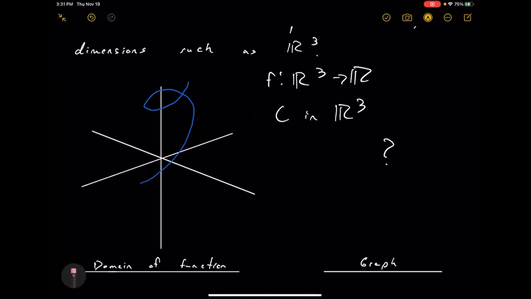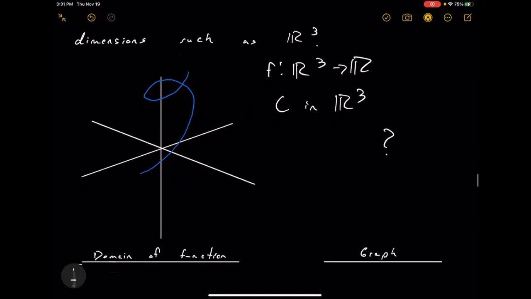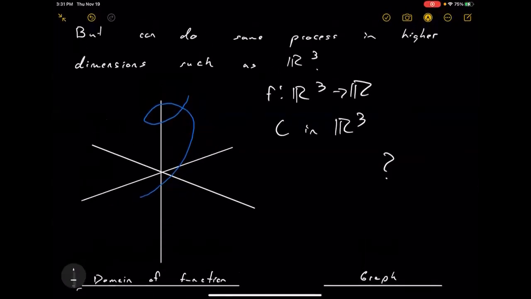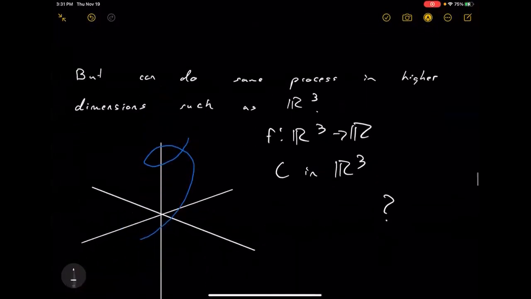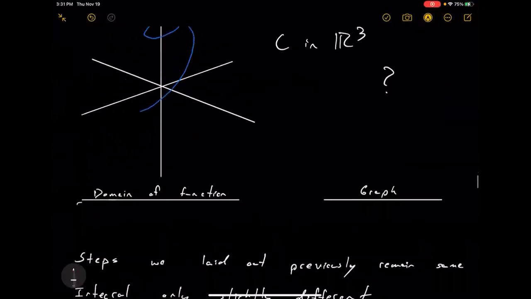Now, what does the graph look like? Well, we can't really picture the graph of a function from R3 to R, right? We would need to be able to draw in 4-dimensional space. We can't really picture that, we can't really draw that very well. So maybe there's not as much geometric intuition.